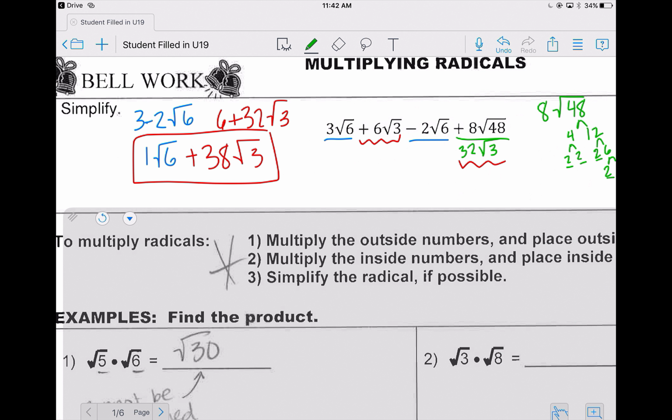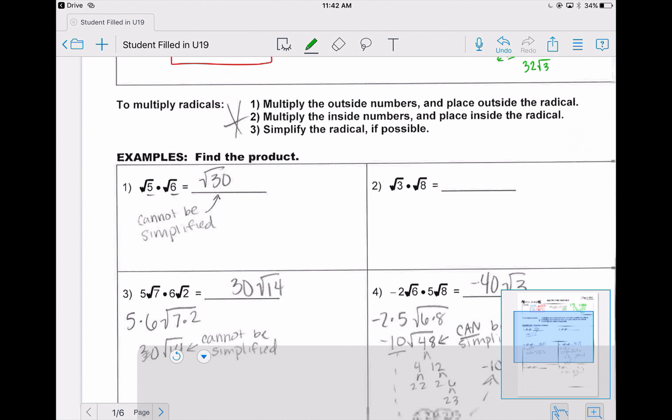So when we add or subtract like terms, the first thing we have to do is simplify like we did on the right side with the square root of 48. And then you add or subtract, combine like terms, so things that have the exact same square roots.